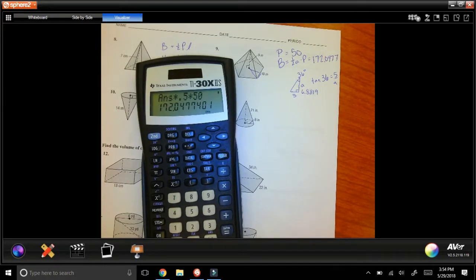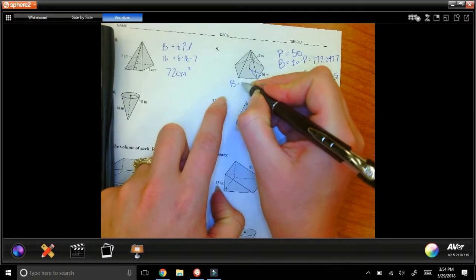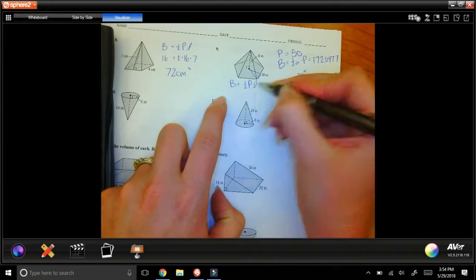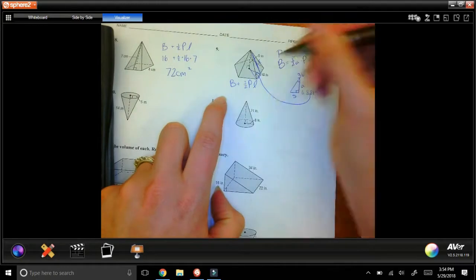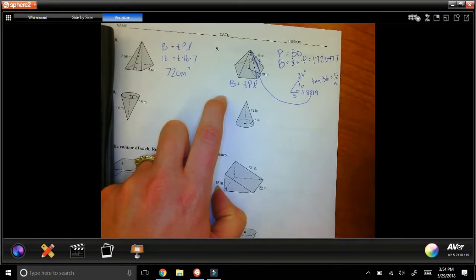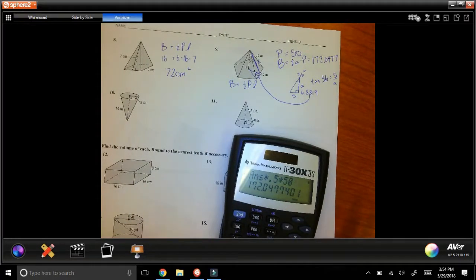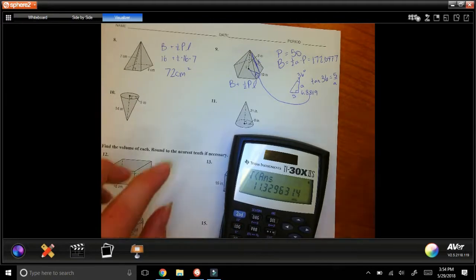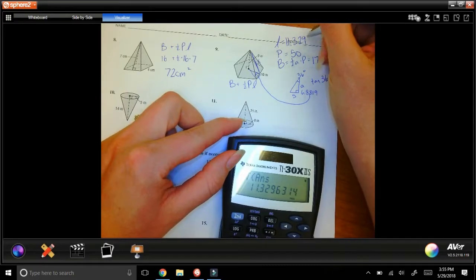And then the formula for surface area of this pyramid is the area of the base plus half the perimeter of the base times the slant height. I still need to find the slant height. I'm going to draw it in here. The apothem, remember, was that 6.88 number. I'm going to use that with the 9 and use that in the Pythagorean theorem. So 9 squared plus 6.8819 squared. Taking the square root of that. The slant height is 11.3296.